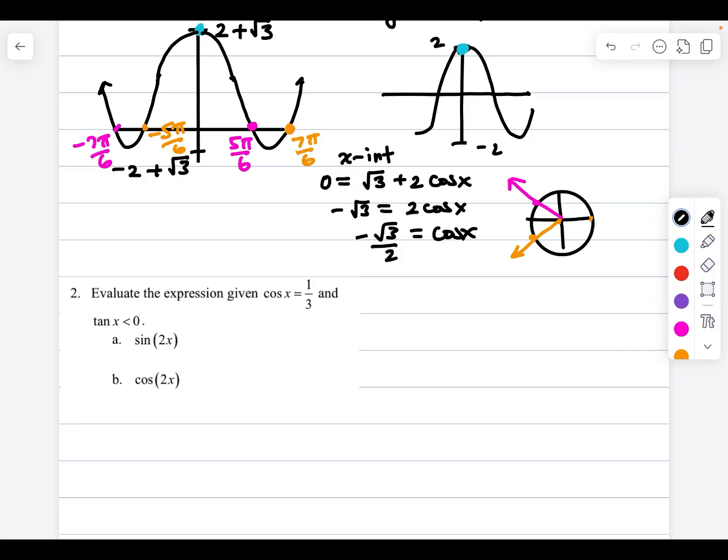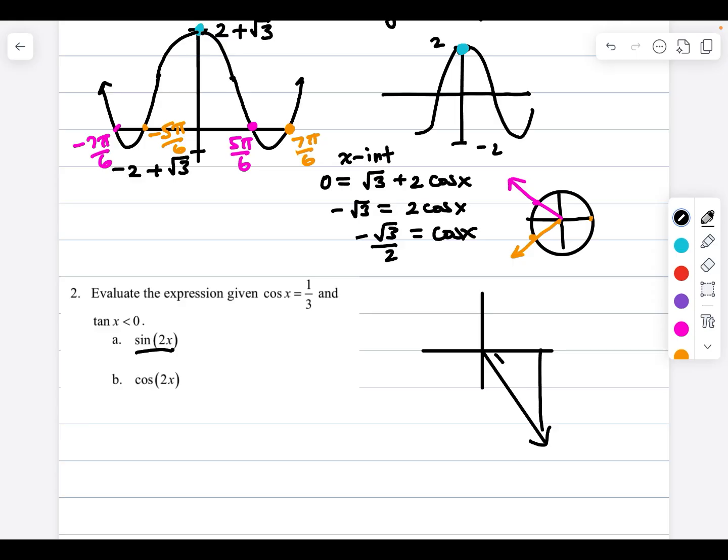Question 2. We want to evaluate sine of 2x. We're given cosine of x equals 1/3, and tangent of x is less than 0. When it says cosine of x outputs a positive, that means the angle x could be in the first or fourth quadrant. But because the directions clarify that tangent of x is negative, that means x cannot be in the first quadrant. It has to be in the fourth quadrant.